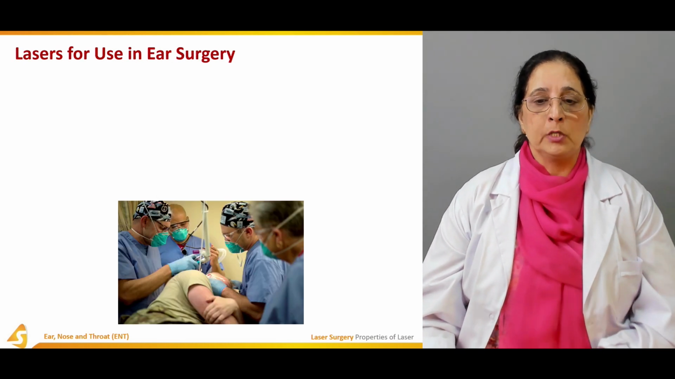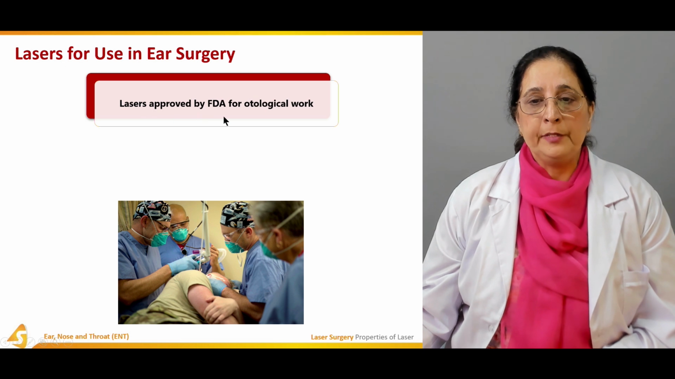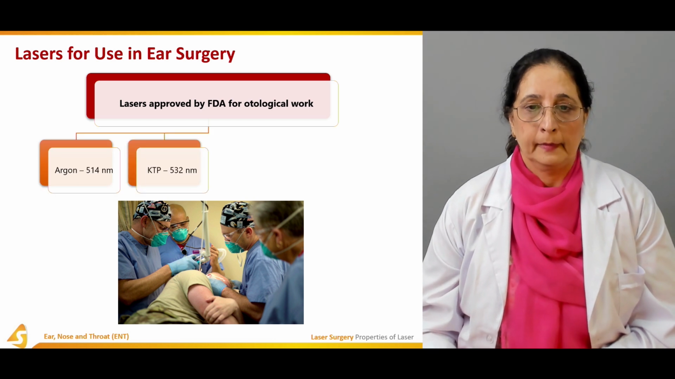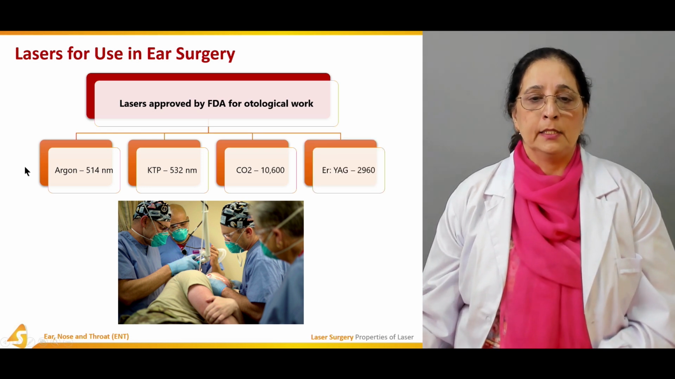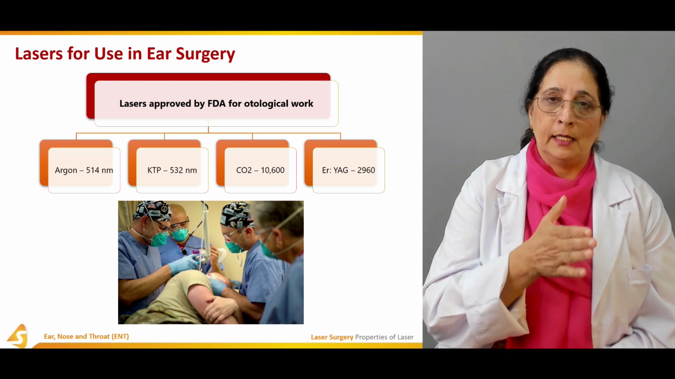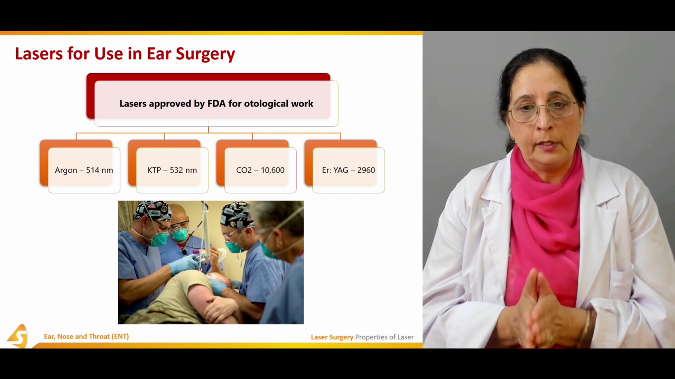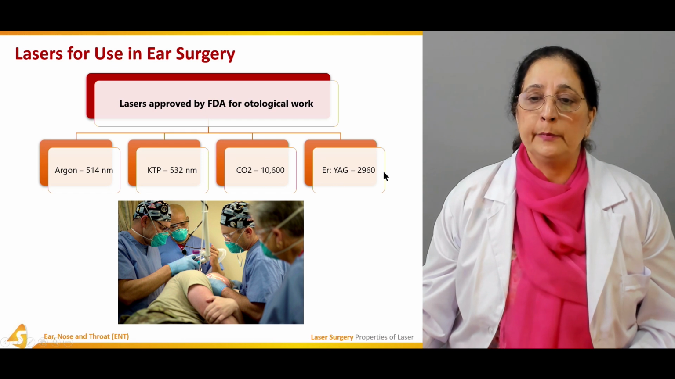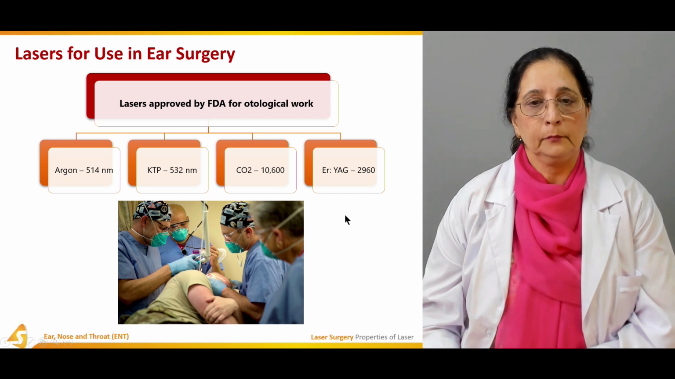Now, lasers for use in ear surgery. Which lasers are used? We have lasers approved by the FDA for work on the ear: argon, KTP, carbon dioxide, and YAG. You can see argon is visible because its wavelength falls between 380 and 760. KTP is also visible, 532, but carbon dioxide and YAG are both invisible lasers because they have a wavelength higher than 760.